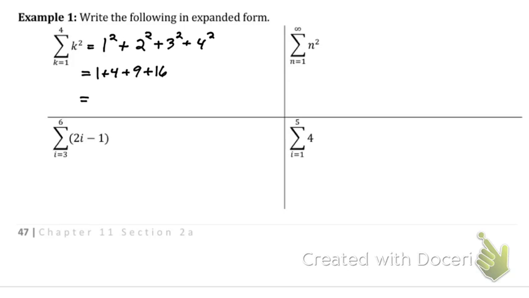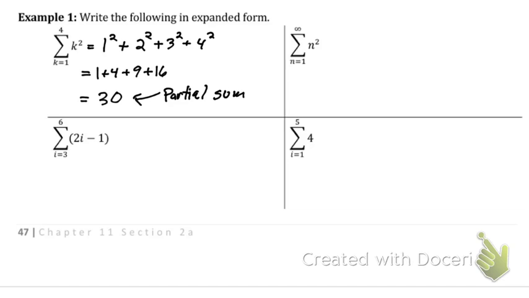That is going to equal 16 plus 9 would be 25 plus 5 is 30. 30 is what's called a partial sum. That means it had a starting point and an end point, and I could actually get the sum.